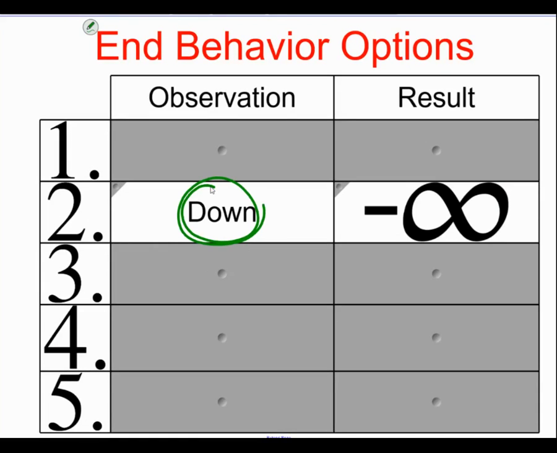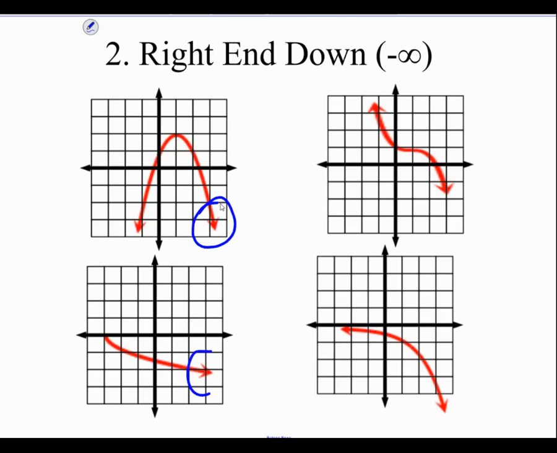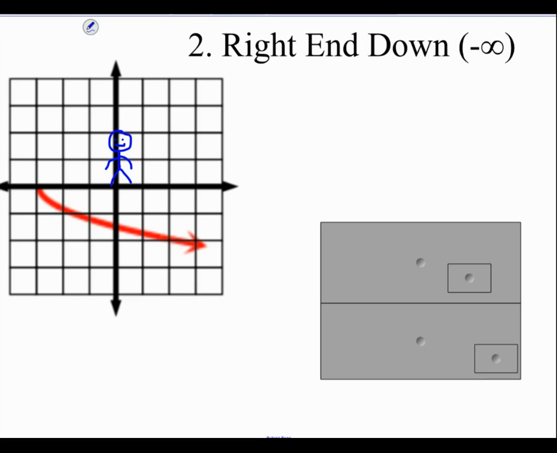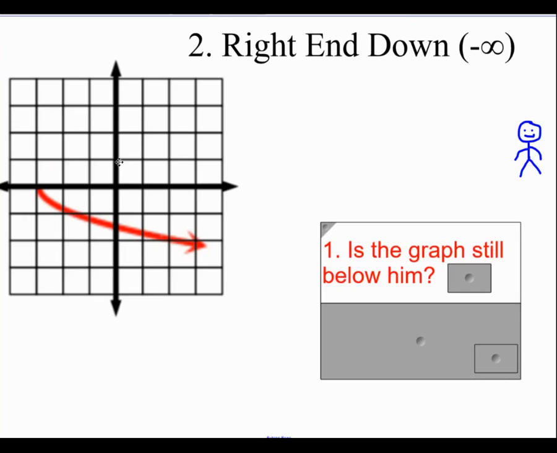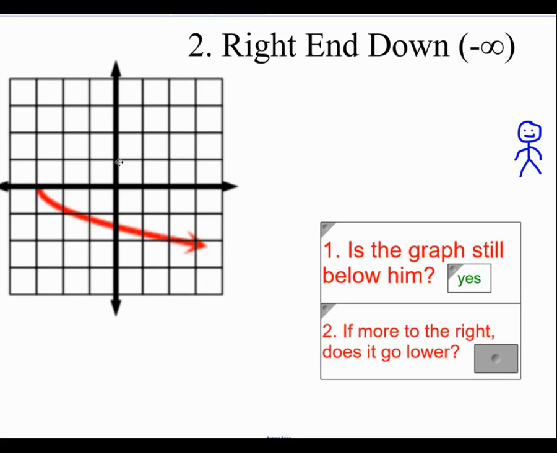An observation of down is just as easy as an observation of up, except it's negative infinity. Let's look at the right end of these functions, and they are down, negative infinity. But let's still use our imagination and ask some questions. Number 1, is the graph still below him? Clearly, yes. Number 2, if more to the right, would the graph be even lower? And the answer to that is yes. So the right end behavior is negative infinity.